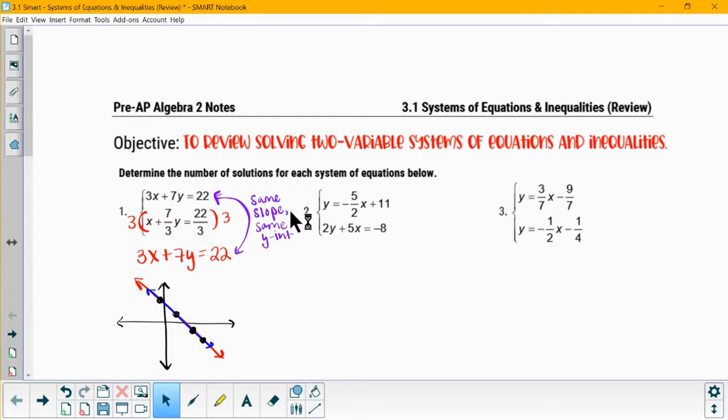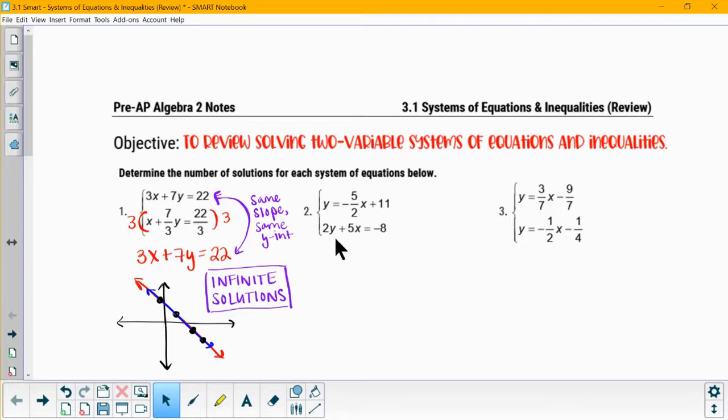So it has the same slope and the same y-intercept. So when I graph these two lines, they are the exact same line. So they will intersect at every single point on the line. This is just an example of what it could look like. So this is going to have infinite solutions.